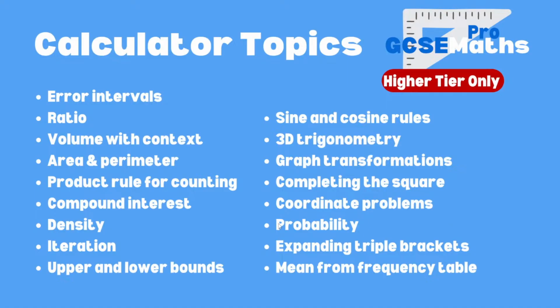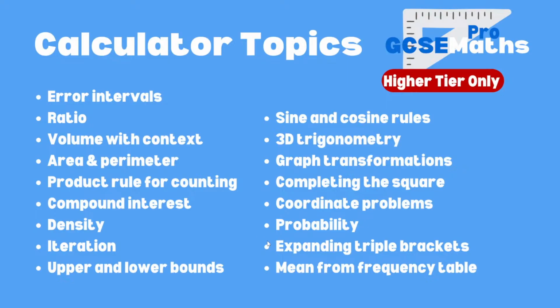I know probability, you had a really hard question in paper 1, but probability generally will just keep being asked, I think, just different questions. Expanding triple brackets tends to be paper 2, paper 3. And maybe mean from a frequency table or some kind of mean, maybe reversing the mean. That was me trying to summarize it, right? Obviously, there's so much.